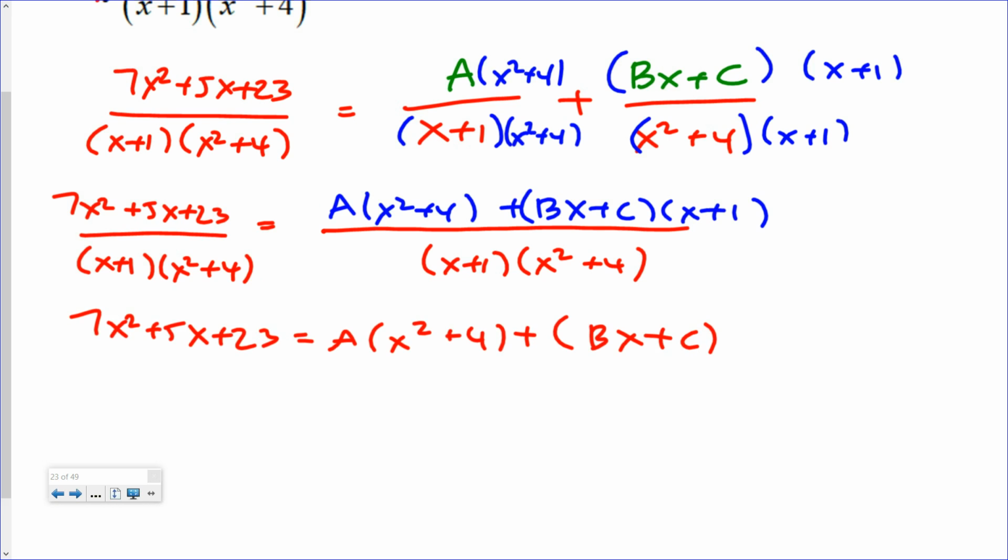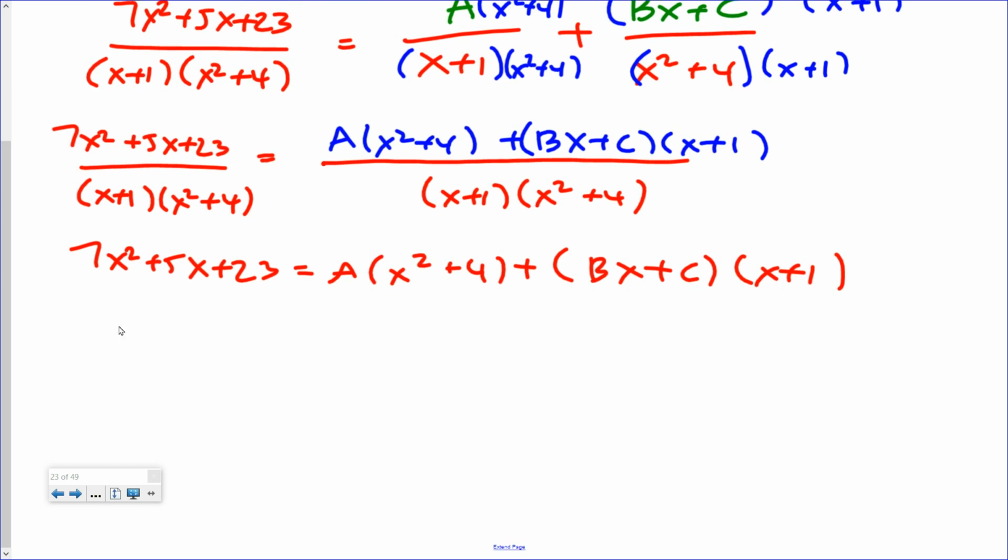Now, resist the urge to distribute. I know you can, but that prevents you from picking a good number. It's hard to see a good number when you distribute. So at this point, guys, do not distribute. And remember, this is an identity. What that means is every x that you pick will work for this problem. You just need to pick a good number. But you really could pick a bad number and it would still work.